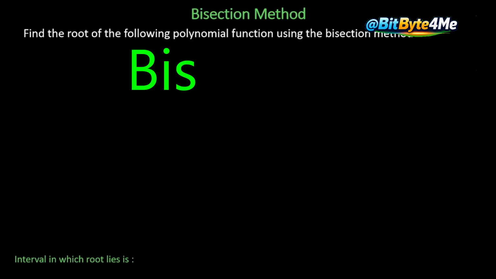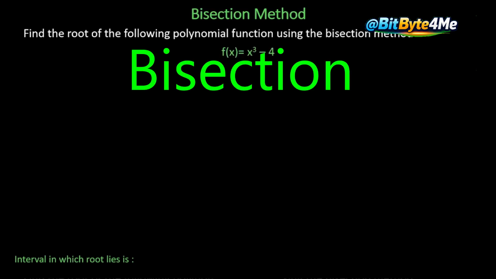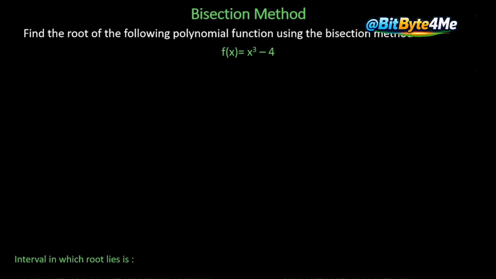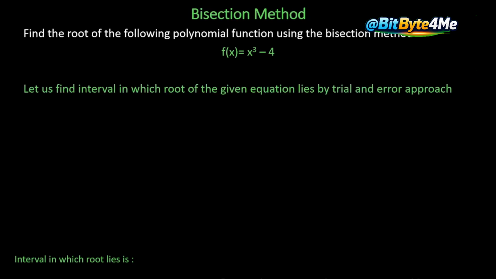Bisection method. In this method we are going to solve this equation, that is f(x) = x³ - 4. First of all, the equation is given but the interval in which its root lies is not given. So for questions like this in which the interval is not given, we have to find the interval in which the root of this equation lies.